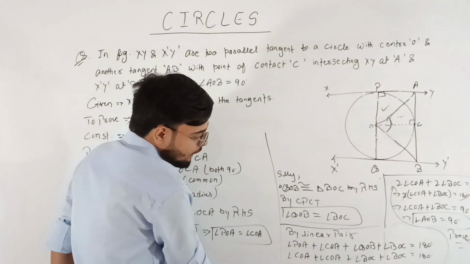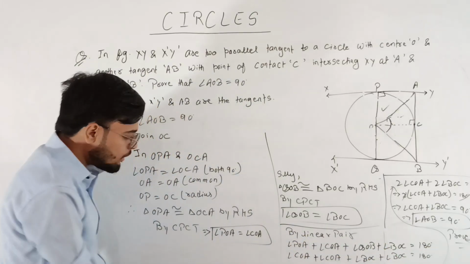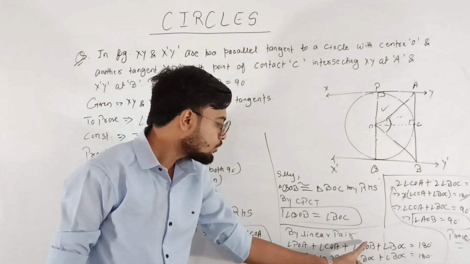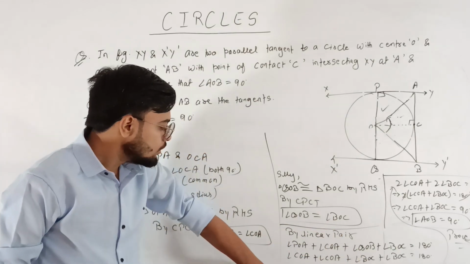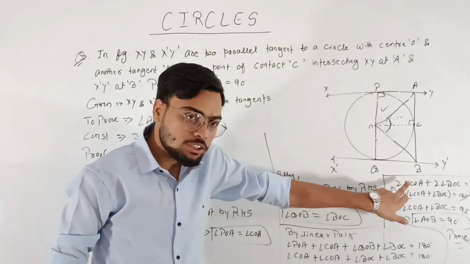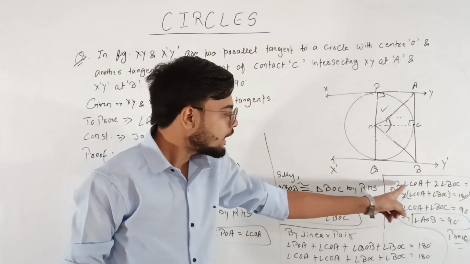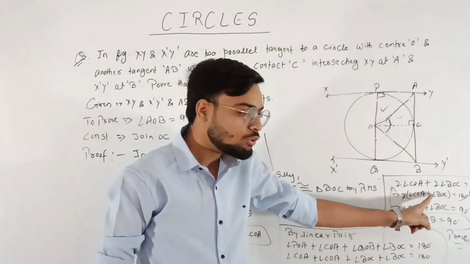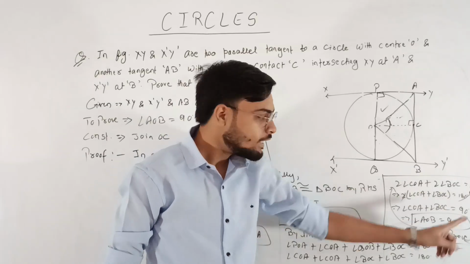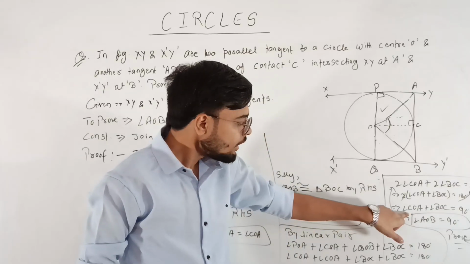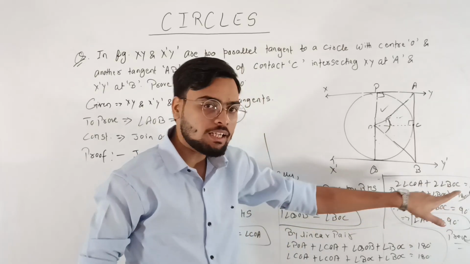So now in place of POA, I write COA. Why? Because this one are equal. POA and COA are equal, and QOB and BOC angle are equal. So in place of QOB, I write BOC. Now COA is 2 of COA, BOC is 2 of angle BOC is equals to 180 degree. I take 2 as common. Then angle COA plus angle BOC is equals to 180 degree, and this 180 degree is cancelled by 2, 90 degree. Then angle COA plus angle BOC is 90 degree.